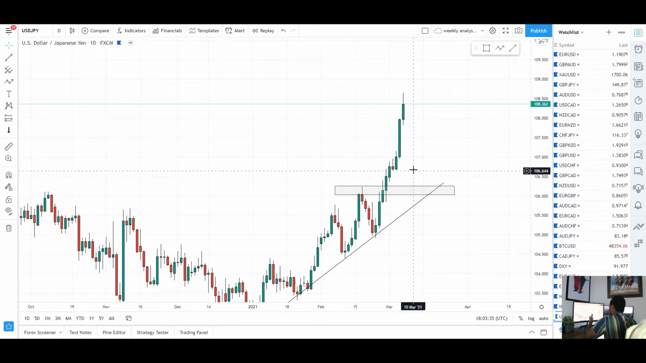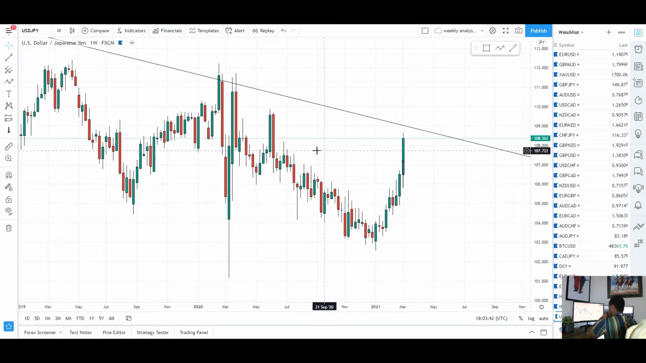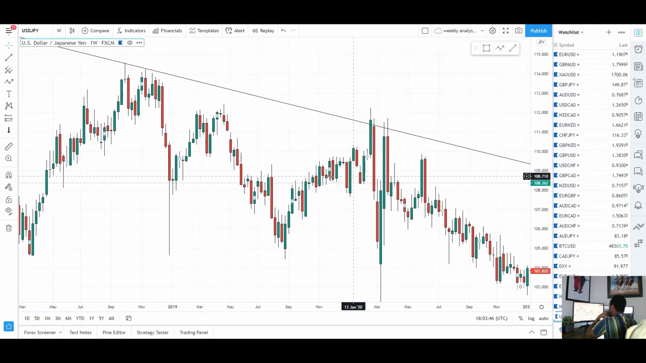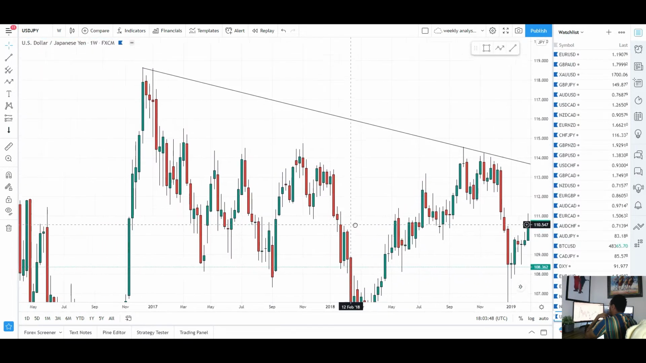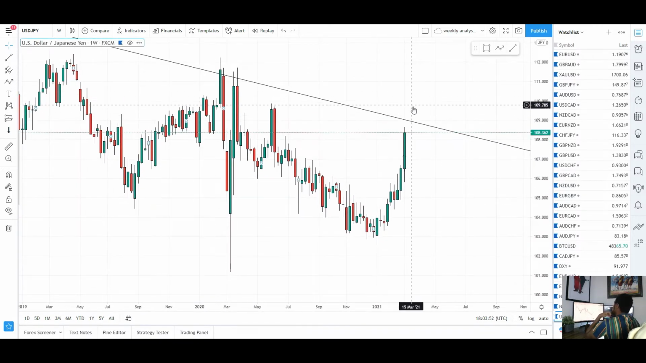So we're very overextended here, and we are due some retrace now for USD JPY. On the weekly, we're actually coming back to this weekly trend line, which hasn't been tested since March 2020. So very strong trend line here for USD JPY. As you can see, initial test there, second, third, and now potentially could be having a fourth.